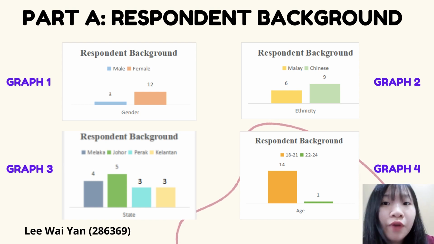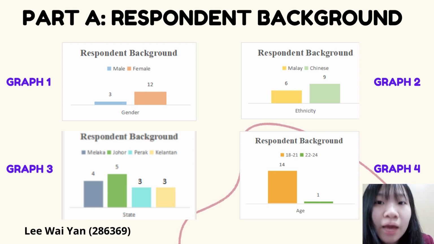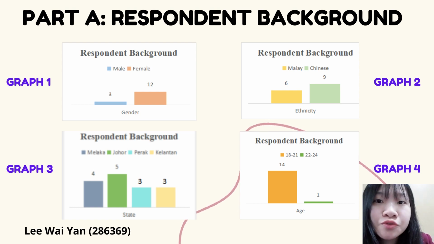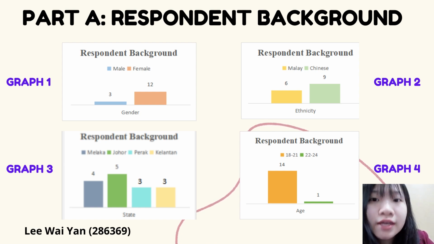According to graph 3, there are 4 respondents who come from Malacca. That is 26.67% of the 15 respondents. The respondents who come from Johor are 5 people. The percentage is 33.33%. Not only that, they also have the same number of respondents from Perak and Kelantan, which is 3 people each. The percentage is 20% of the 15 respondents.